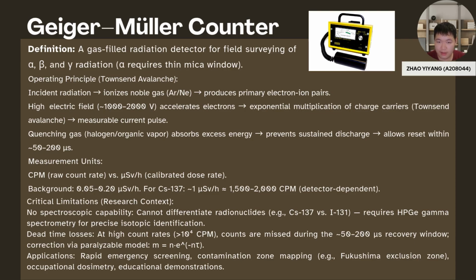Readings are shown as counts per minute or calibrated to microsievert per hour. For context, normal background radiation is about 0.05 to 0.2 microsievert per hour. However, it has limitations. It cannot tell different radioactive materials apart. It counts everything equally. It cannot distinguish cesium from iodine. For that, we need more advanced instruments. Also, at very high radiation levels, the counter can get overwhelmed and miss particles during its short recovery time. Despite these limits, it remains essential for rapid emergency screening. After Fukushima, hundreds were developed to map contaminated zones in real time. It's fast, portable, and gives us immediate answers.